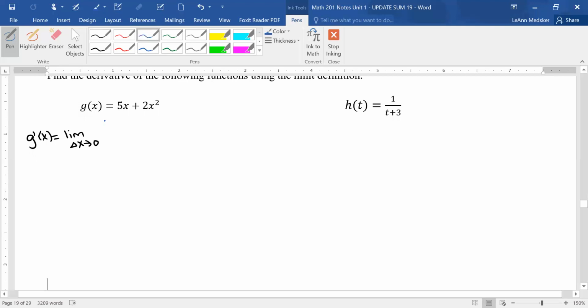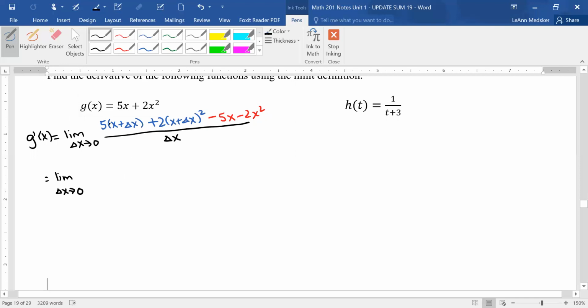So this would be 5 times x plus delta x plus 2 times x plus delta x squared. And then we'll have minus 5x minus 2x squared. So notice this time I'm going to do my work in the limit, because after you get to a certain point, there's patterns to these, and you don't necessarily need to do all of that side work. If you do, that's fine, but we're just evaluating these function evaluations.